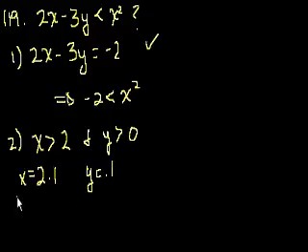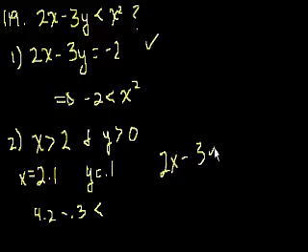So 2 times 2.1, you get 4.2, minus 3 times y, so minus 0.3, is less than x squared. So that's like 4 point something. So it's greater than 2. This is interesting, because if y is greater than 0, actually, you don't have to try examples out, because let's just write the equation down. 2x minus 3y is less than x squared.